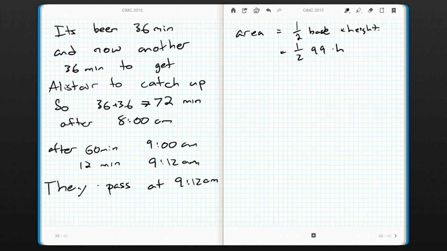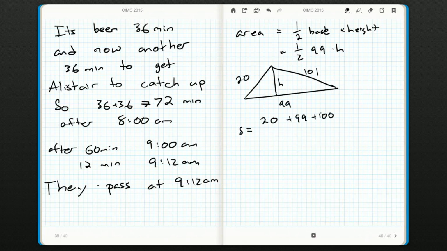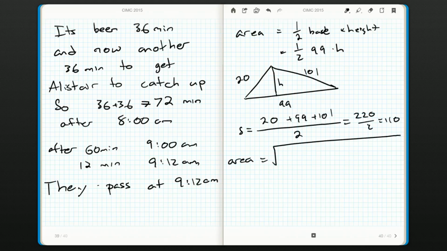Now, fortunately, I have all the sides for my triangle. 99, I know the 101 looks shorter than the 99, but it's my picture. Well, we have all the sides here. So we can use Heron's formula. Let's compute the semi-perimeter. So we add all them up. It's just the average of the side lengths. 99 plus 101 gives us 200, so 220 in total. We'll get S equals 110.